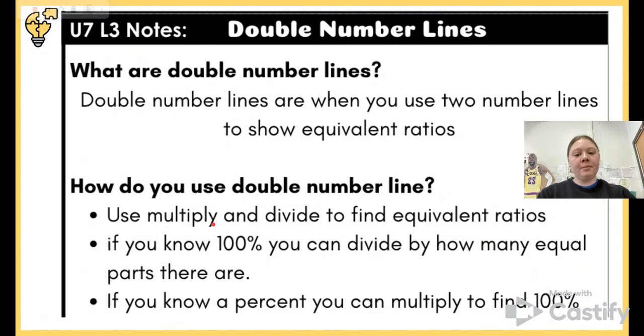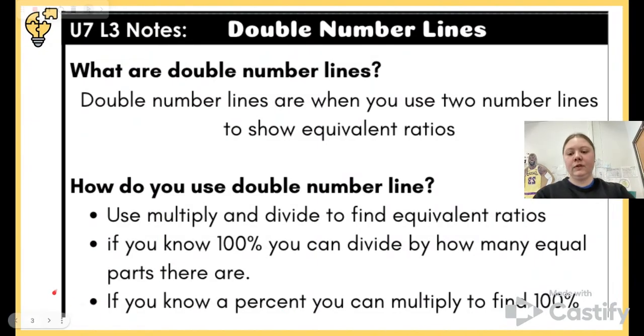Well, you use multiply and divide to find equivalent ratios. So that multiplicative reasoning, you're going to either be multiplying to scale up or dividing to scale down. If you know 100%, you can divide by how many equal parts there are to find some of those smaller chunks. And if you know a percent, you can multiply to find that 100%.